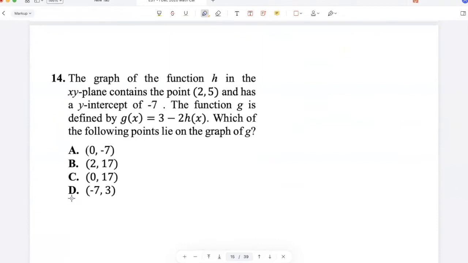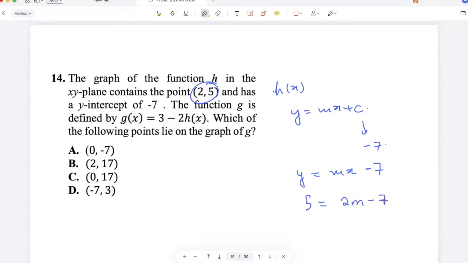The graph of the function h in the xy plane contains the point this and has a y-intercept of minus 7. The function g is defined by this. Which of the following points lies on this graph? Okay, so let's first write the equation of function h. So let it be y is mx plus c, where c is given as negative 7. So y is mx negative 7. And let's put 2 comma 5. So 5 is 2m minus 7. So 2m is 12. So m is 6.